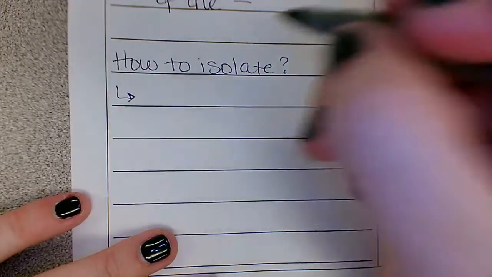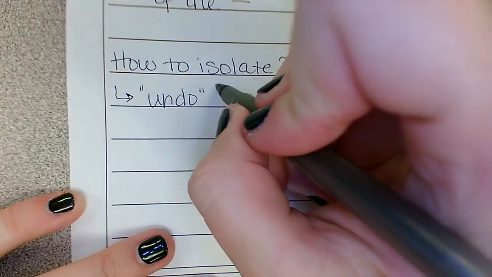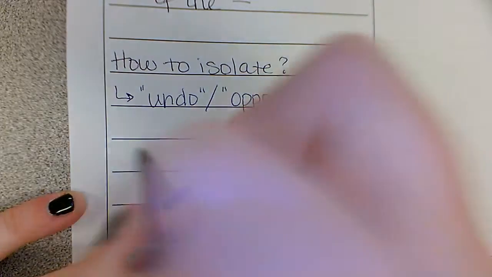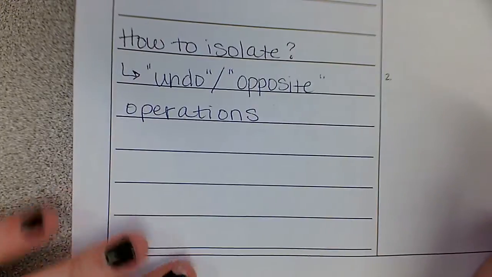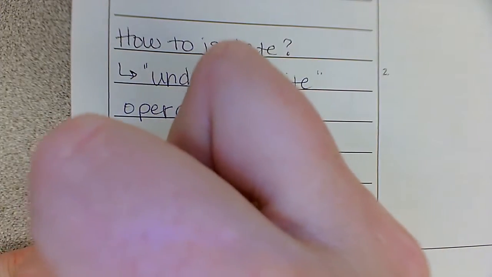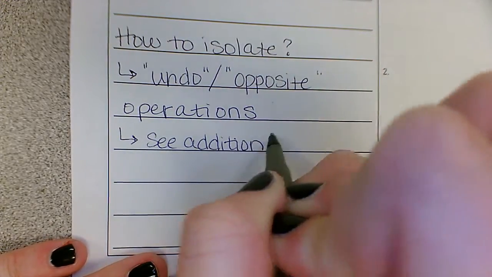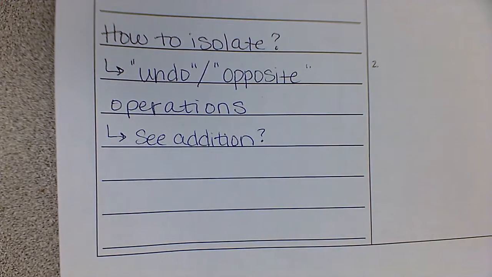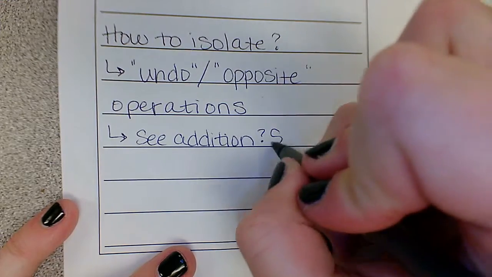When we're isolating, what we're going to be doing is we are going to undo, or I usually say just the opposite, operations. So when we're talking about undoing or using the opposite operation, if I see addition, who can tell me what the opposite operation of addition is? Bryce, tell us what the opposite operation of addition is. Yes, if I see addition, I'm going to subtract.